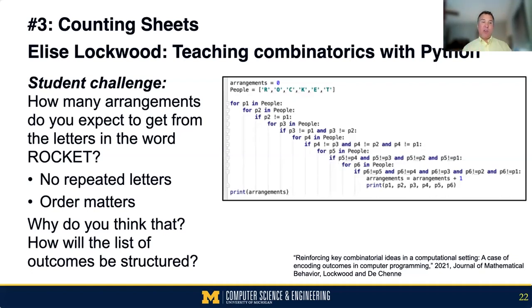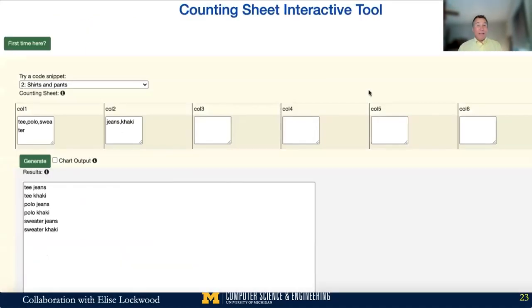And then she gives them additional challenges, like what if you don't want any repeated letters, or what if the order matters or doesn't matter? So I really love this work, but I thought that Python might be overkill. Could we make it simpler? So this is an example of one of the tools that we've been creating in collaboration with Elise and Addie, having them as our co-designers, telling us what works and what won't work.